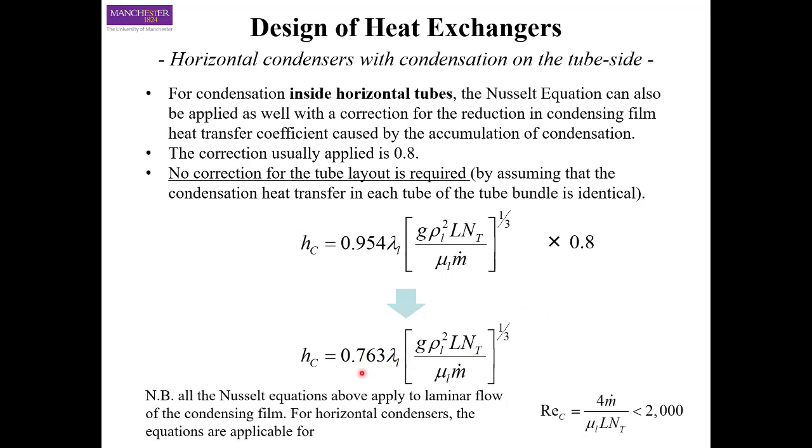This equation is only applicable for laminar flows, because here we are assuming that the condensate is flowing inside the tubes in laminar flow. To make sure that we are in the laminar region, we have to calculate the Reynolds number inside the tubes for the condensate, using the equation 4 m dot over mu L N_T. If this number is below 2000, it means we are in laminar flow, and we can use this equation to calculate the heat transfer coefficient of condensation inside the tube.